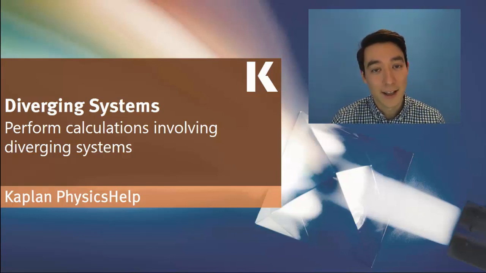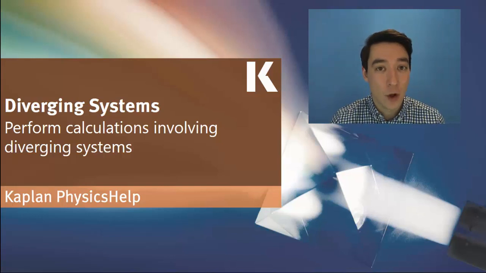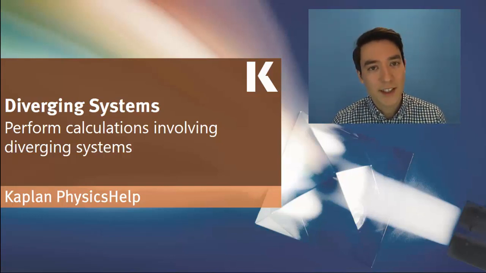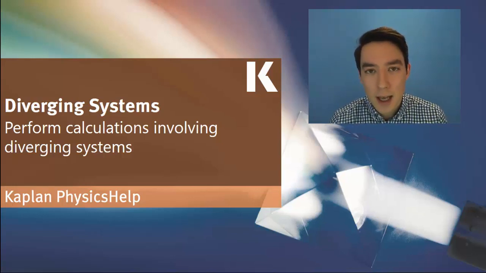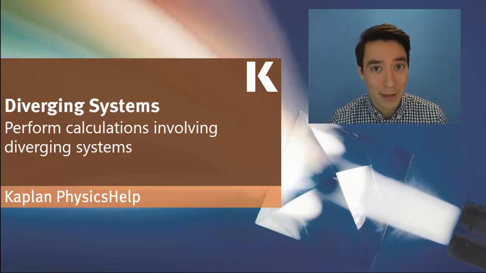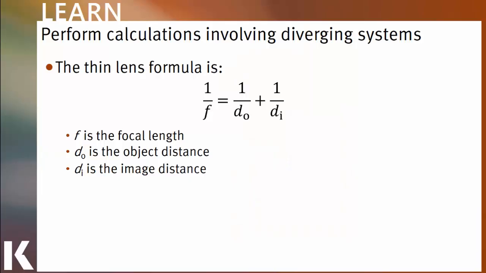I'm Brandon McKenzie, and in this video, we'll continue to discuss objects, images, focal points, again, all within the scope of diverging systems, but this time we'll be getting more precise. And how do we get more precise in the sciences? Well, we add in math. Now, when we bring math into the sciences, it's typically done through formulas.